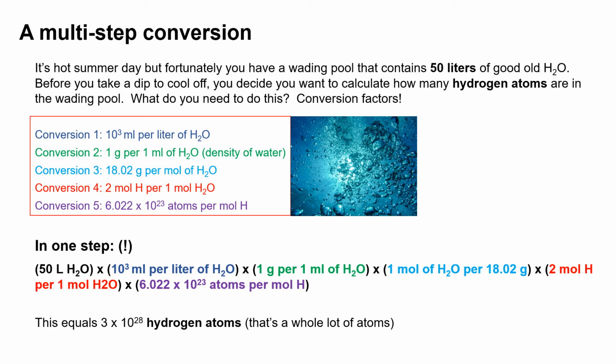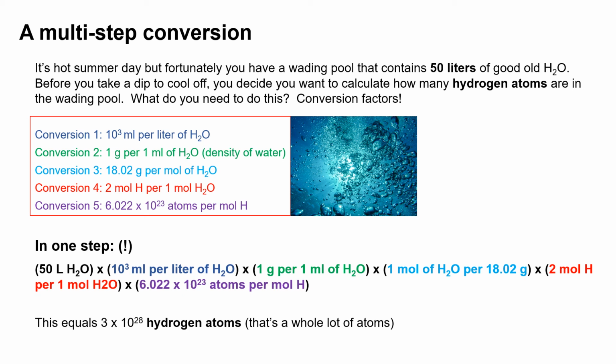3 times 10 to the 28 hydrogen atoms. Needless to say, this is a huge number. This is more, for example, than 1 trillion trillions, but it's also real. This is the actual number of hydrogen atoms in 50 liters of water.